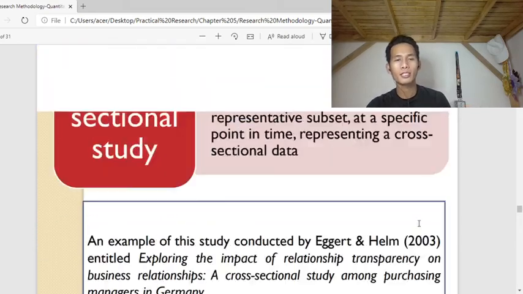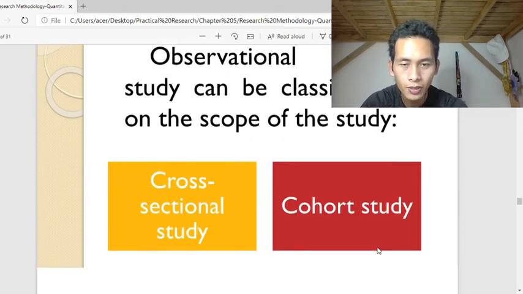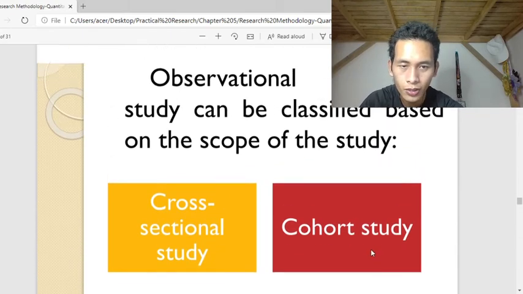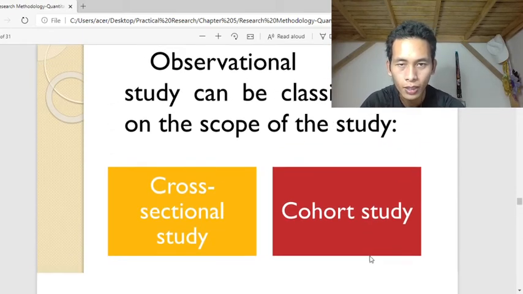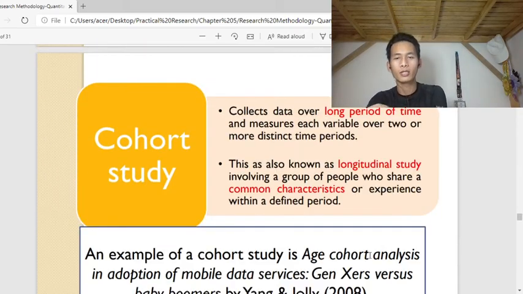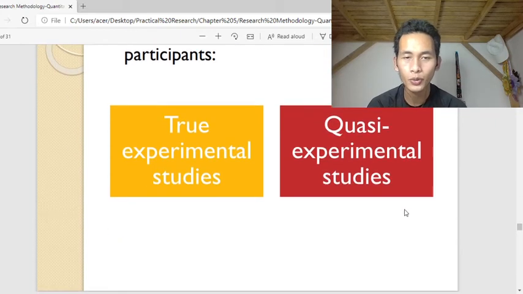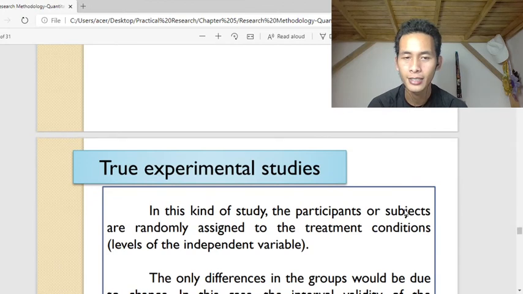Now, experimental, because we're done with observational. So observational is either cross-sectional or cohort. Cross-sectional is in a short period of time, and cohort is a long period of time. Next, experimental types of study can be classified based on the approach to participants. We have true experimental studies and we also have quasi-experimental studies.